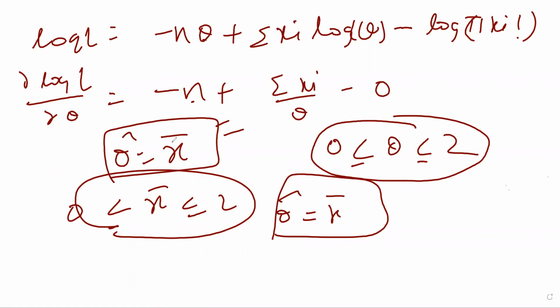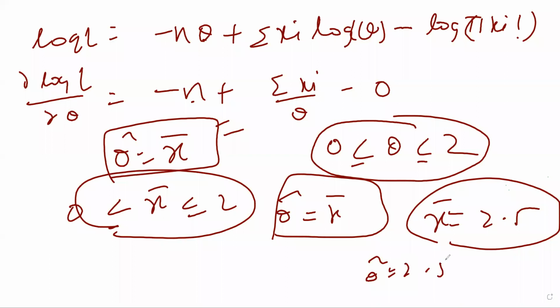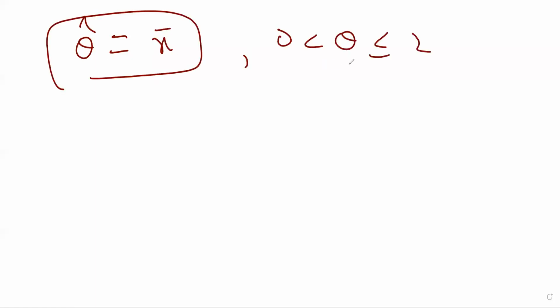Hello? Hello? Yes, sir. Yeah, is it okay? So then, then the problems comes, see, suppose X bar is coming as 2.5. So can I take theta equal to 2.5, someone? Hello? Oh, sir. Not in the range. Okay, see, theta is coming as X bar, and we have restricted theta from 0 to 2.